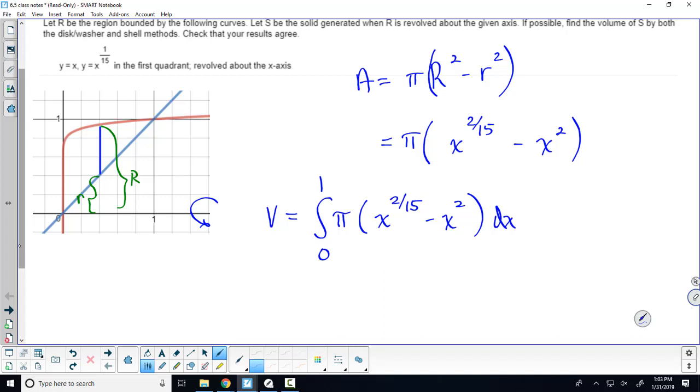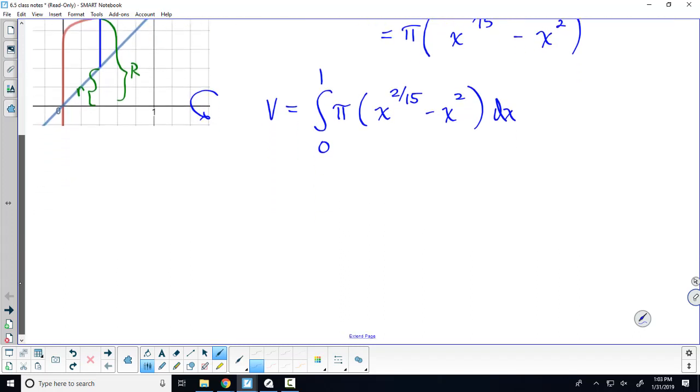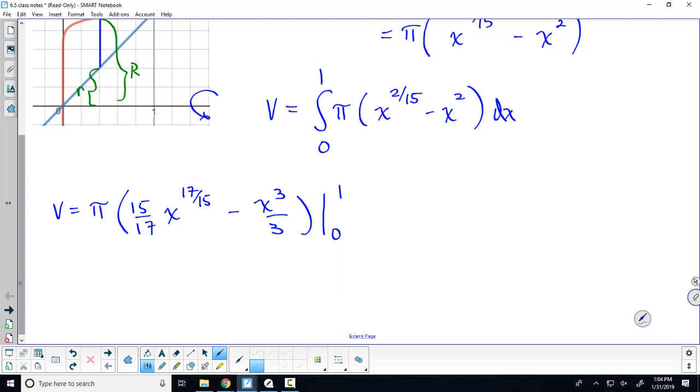All right, so now we just integrate using the power rule. So the volume will be pi times, we have to add 1 to that exponent of 2/15, so that will give us 17/15. Divide by 17/15, that means multiply by 15/17. Minus x cubed divided by 3, from 0 to 1, etc. So we plug in the 1, we get 15 over 17 minus 1/3. Plug in the 0, we don't get anything.